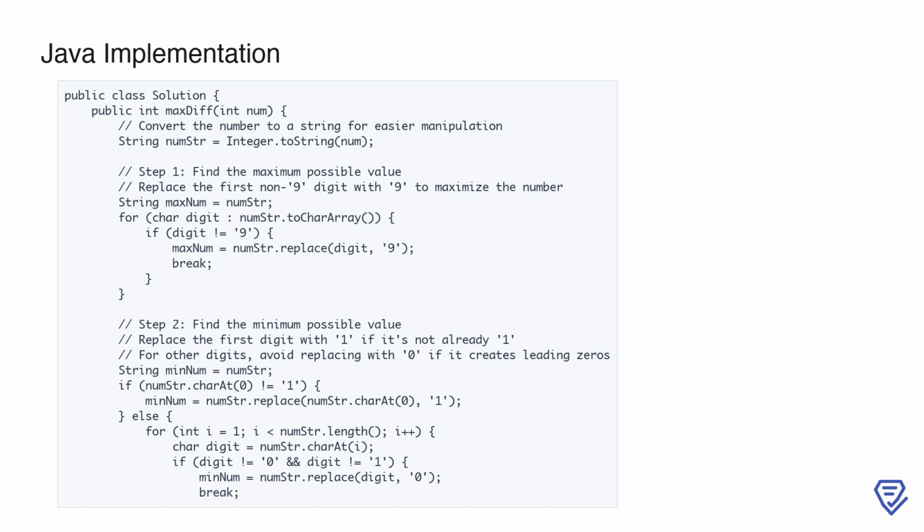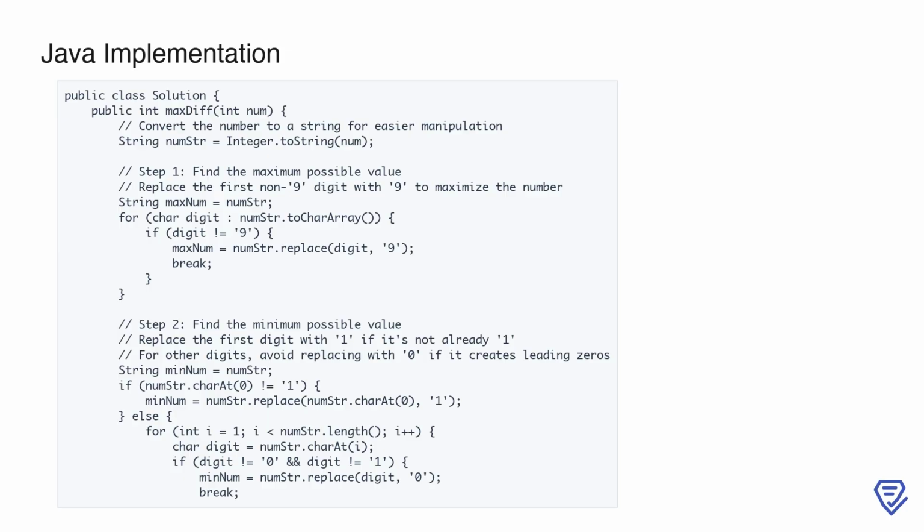Here, we start by defining the maxDiff method, which takes an integer number as input. To simplify manipulation, we first convert the number into a string using Integer.toString(number). This allows us to work with individual digits more easily. Next, we focus on finding the maximum possible value. The approach is to replace the first digit in the number that isn't already a 9 with 9. This ensures we maximize the value of the number.